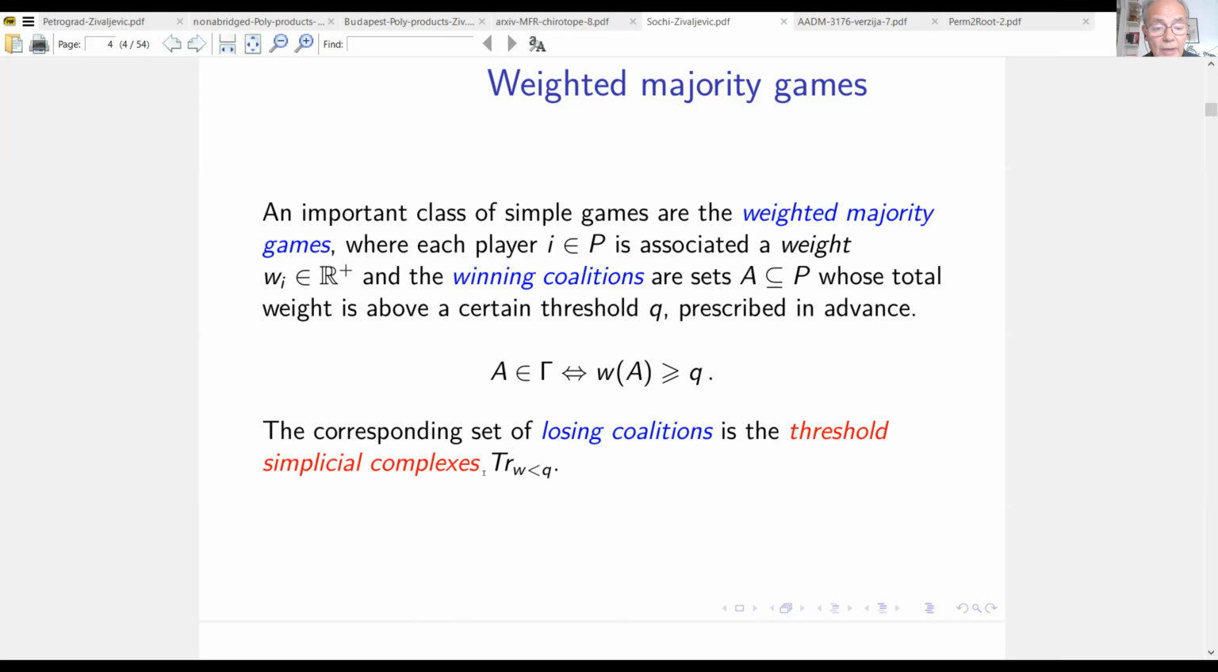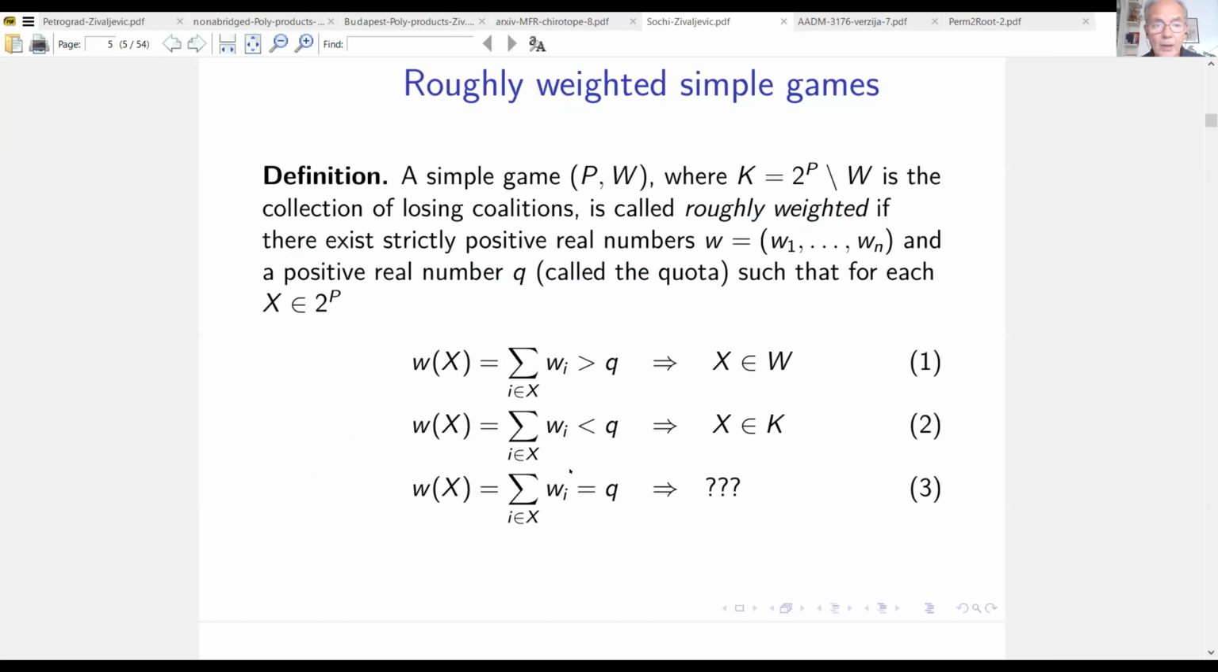So from the point of view of simplicial complexes, we would talk about threshold simplicial complexes. We say that all subsets with total weight less than the quota form a simplicial complex, and it is usually called a threshold simplicial complex. So that was the weighted majority game.